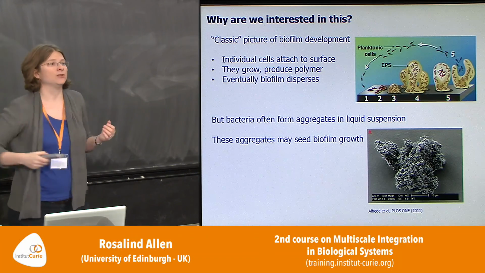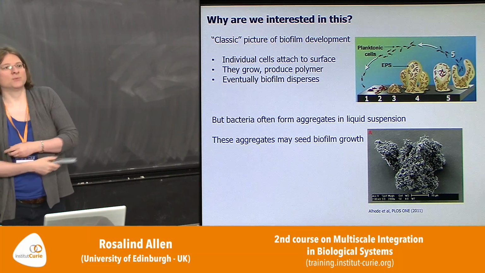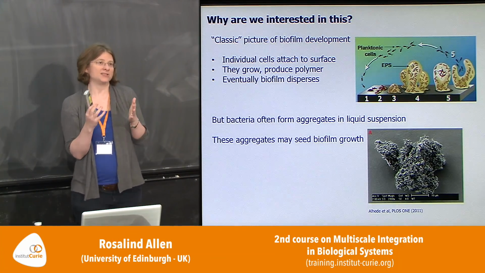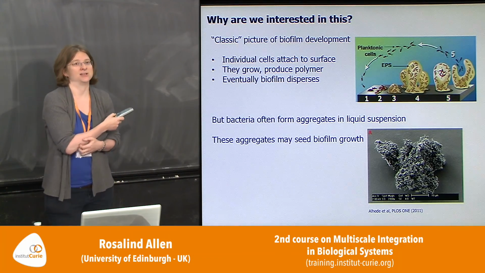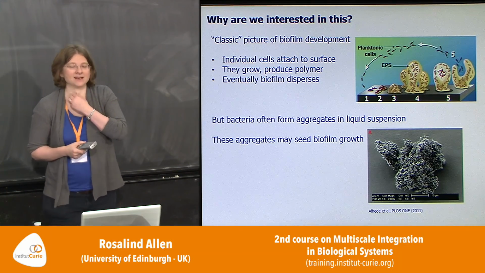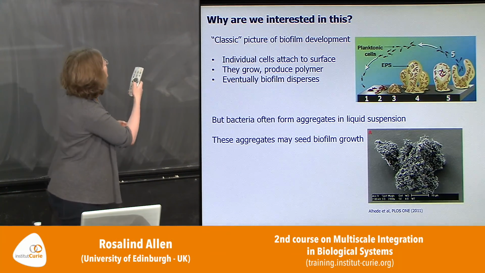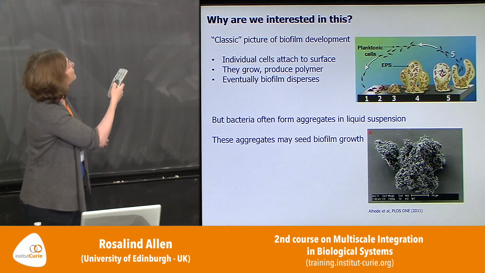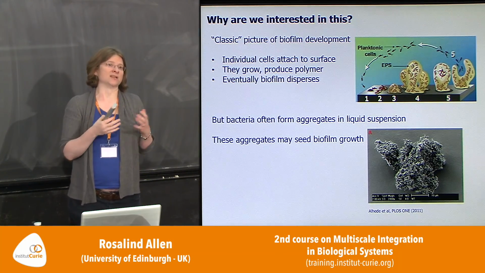So the classic picture of biofilm development assumes that individual cells are a stage in the developmental process. But what's also observed is that many bacteria, if you look at a liquid suspension of them, contain many preformed aggregates. Here's a picture of a preformed aggregate that formed in a liquid suspension. These aggregates can be quite big, tens of thousands of cells, and they're ubiquitous in liquid suspension. The thinking is that these aggregates might sometimes seed biofilm growth. So the biofilm might not grow from individual single cells, but from a mixture of single cells and preformed aggregates.